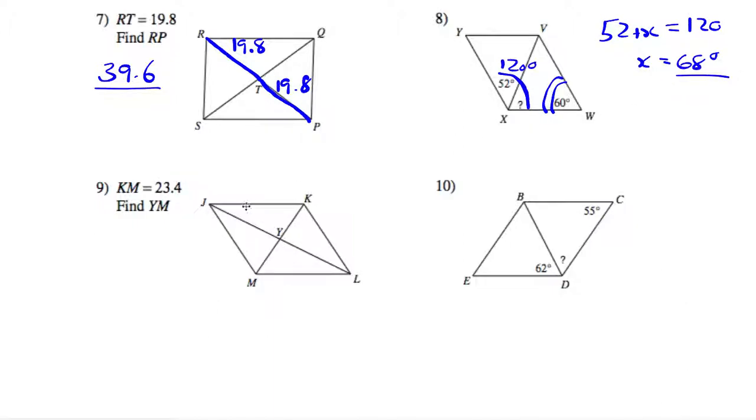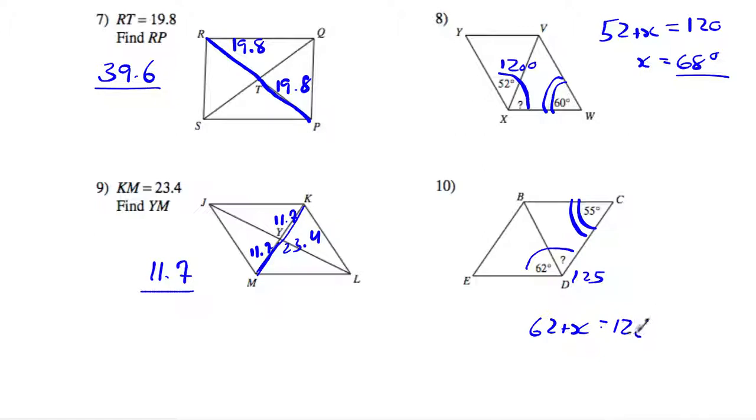In number 9, KM is 23.4, and YM must be half of that. So that's going to be 11.7. Right? Because if this is 11.7, this is 11.7. You add the two together to get 23.4. Likewise, this is 55. So then this must be 180 minus 55, which is 125. So then 62 plus that unknown angle is 125. So x is equal to 63.